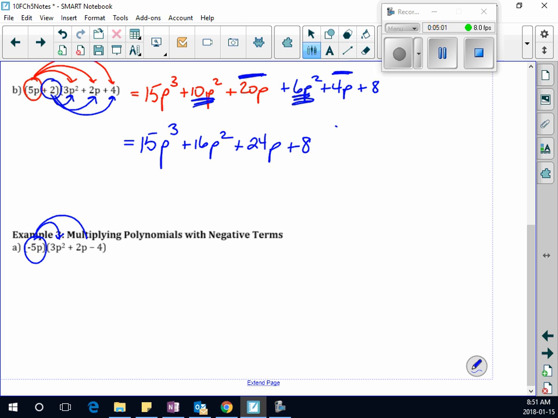One term times all three. So negative 5p times 3p squared would be negative 15p to the power 3. Negative 5p times positive 2p, so negative times positive is a negative again, so negative 10p squared. And then negative 5p times negative 4, a negative times a negative, is a positive this time, 20p.